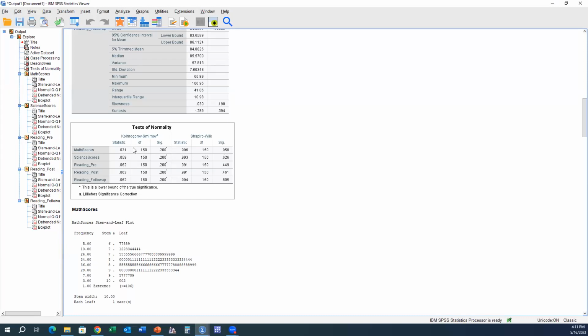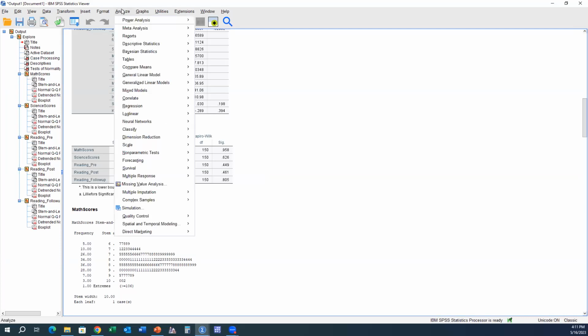0.958 for math, that is larger than 0.05. 0.626 is larger than 0.05, and all of the numbers here are not significant, which is good. That means that your data resemble a bell-shaped curve. Hypothetically, if these were below 0.05, it would mean your data are significantly different from a perfect bell-shaped curve, which is not what we want. The non-significance for both tests means normality is supported. That's great. That gives us the ability to proceed and run the ANOVA.